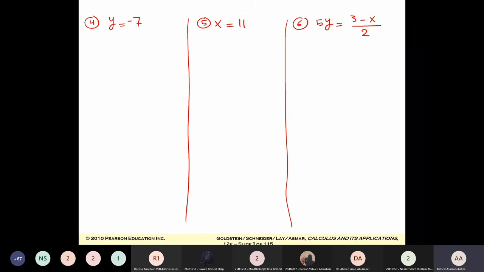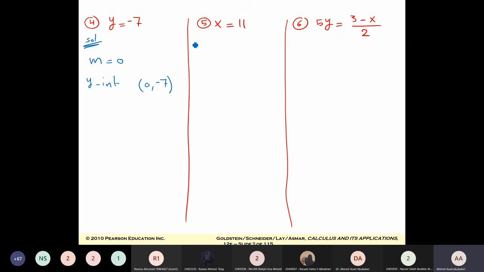The equation number 4, the slope equals what here? If we have y equals a constant, this is horizontal, so the slope directly equals 0. And the y-intercept is (0, negative 7). Okay.